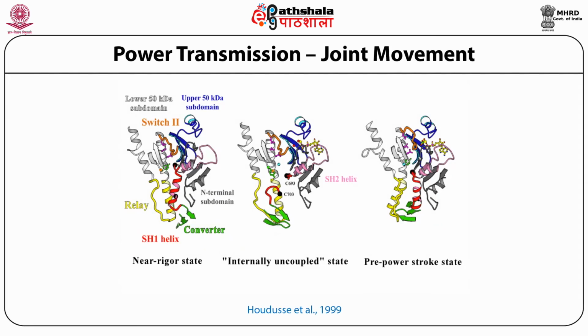Here from the nucleotide binding site, if you go further to the power transmission site, there are joint movements. Now you can clearly see three conformational states, with the relay, SH1 helix and converter orientations. The relay actually pushes the converter to cause the structural changes in the lever arm, and you can see that switch 2, which is connected to the lower subdomain through the relay, causes the structural changes.